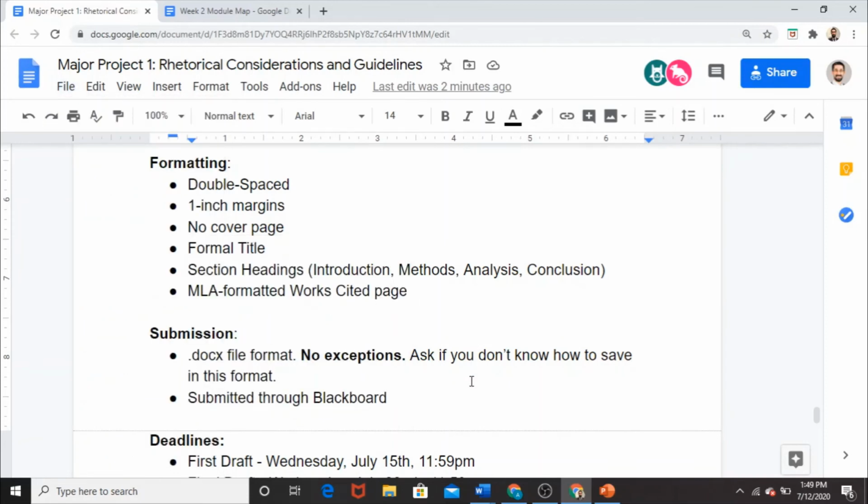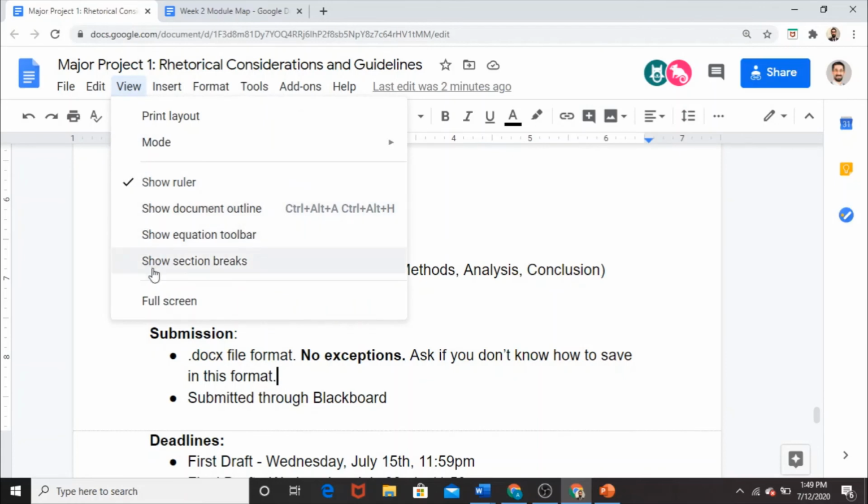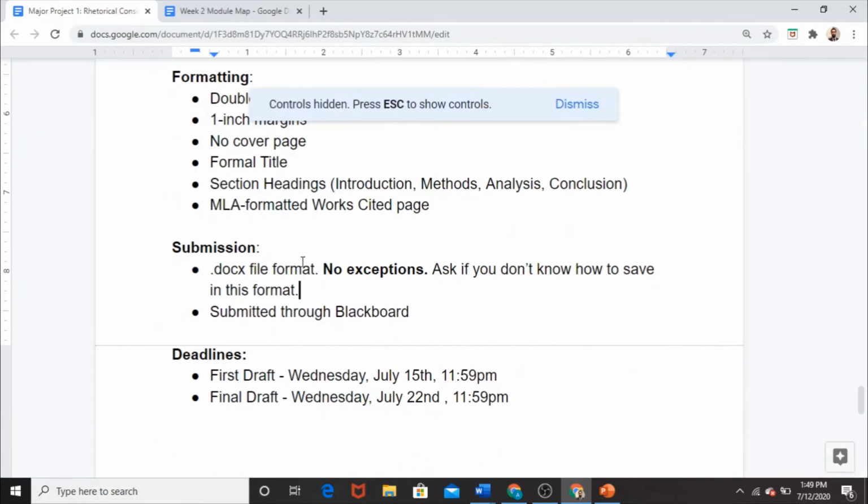If you are composing in Pages, which is the default word processor for Macs, you have the option to export your file as a Word document, and then you'll be able to attach that file to your submission for the drafts.